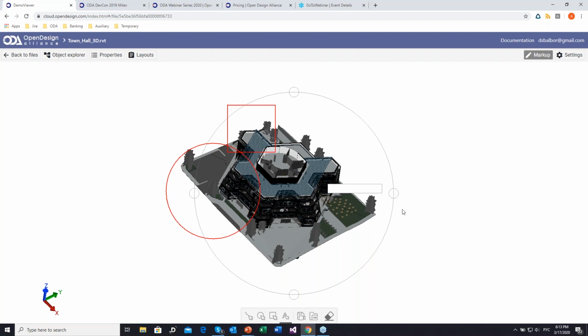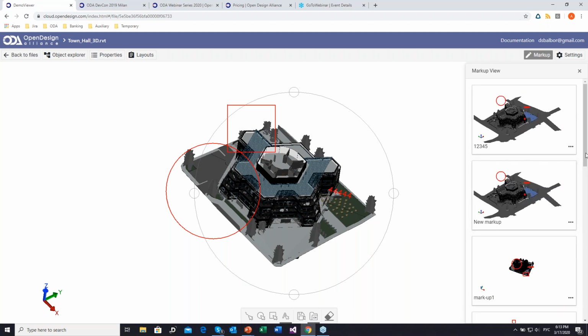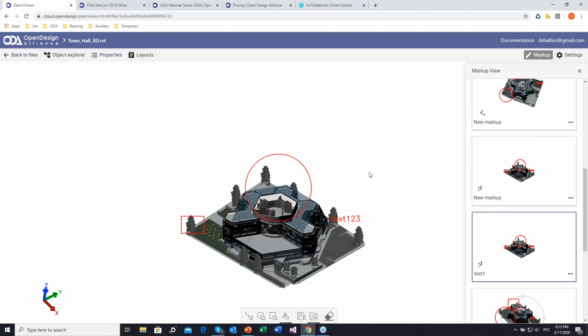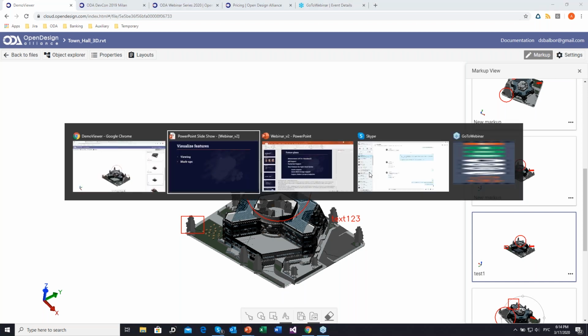some aspects, some elements. It is possible to store the markups, and it's possible also to load the markups that were saved before. So thus sharing the information, working together on some particular model turns easy and more efficient because all the data is stored on the server.